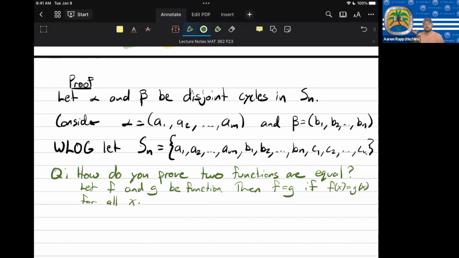I can declare two functions equal if their outputs are always the same. Two functions f and g are equal if f of x is equal to g of x for all possible x in the domain. When you do this on the set of real numbers, it's kind of intuitive, right? For example, x squared is not equal to x cubed because I can find an input where I get two different values for the output. Like 2, for example. 2 squared is not the same thing as 2 cubed. So x squared is not the same function as x cubed.